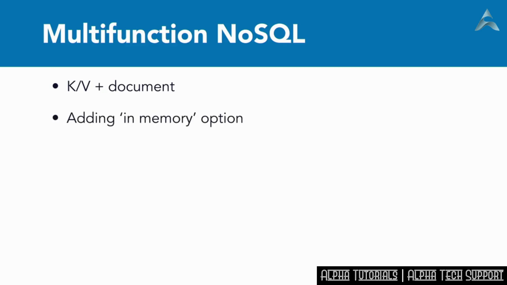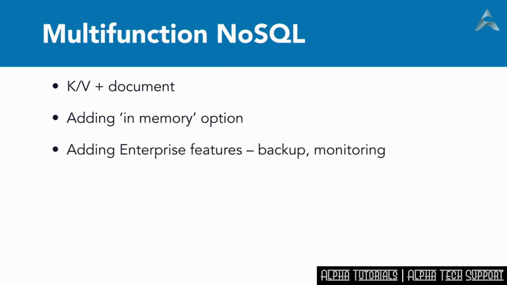Another key set of features is in-memory options for those NoSQL databases that weren't natively in memory. And I think, again, DynamoDB from Amazon represents the direction there. Customers want to be able to utilize the memory of whatever hosting environment so that they can serve up even faster. Enterprise features are key, whether they're backup or monitoring.